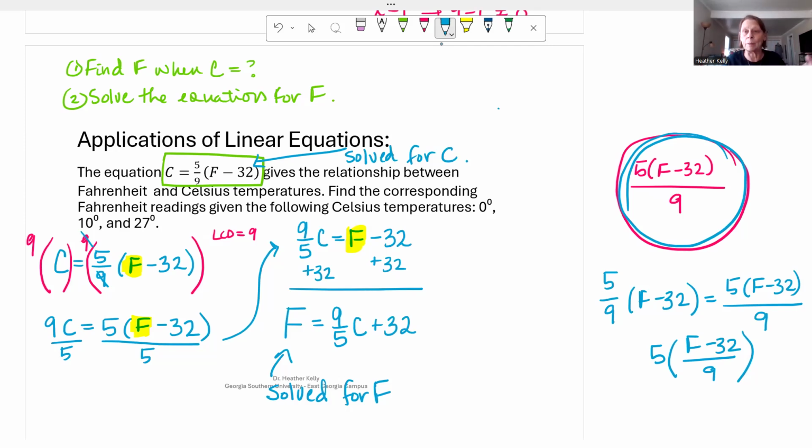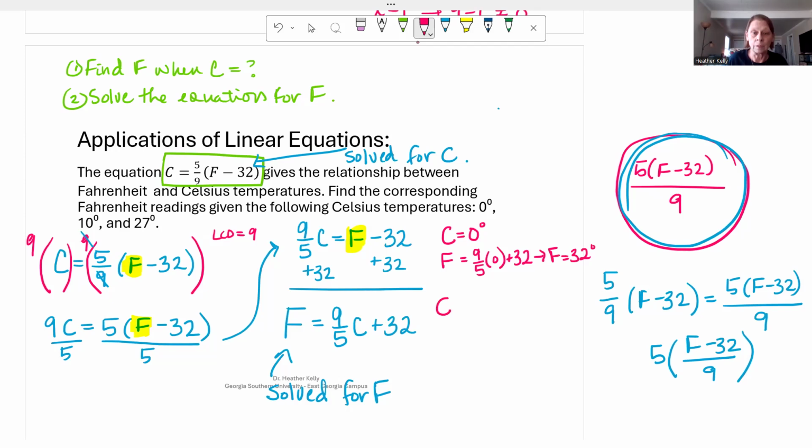Okay, same equation. We used algebra. We manipulated it so we could work smarter, not harder. We still could have done it the other way, but this way, we're just going to plug in a number and get an answer. So let's see what we have here. When Celsius is equal to 0 degrees, we have F is equal to 9/5 times 0 plus 32. F is equal to 32.